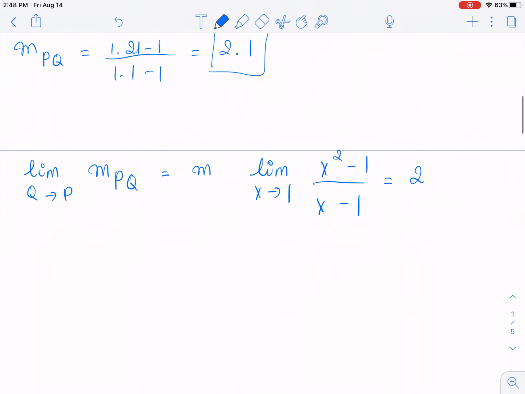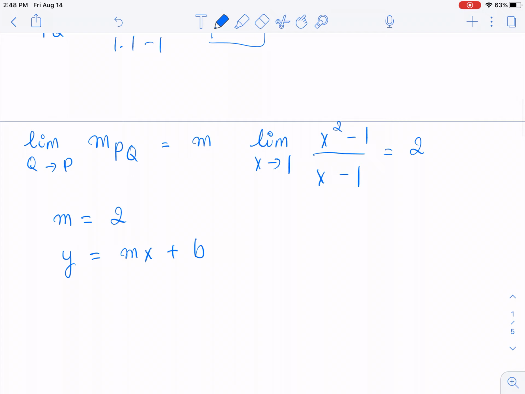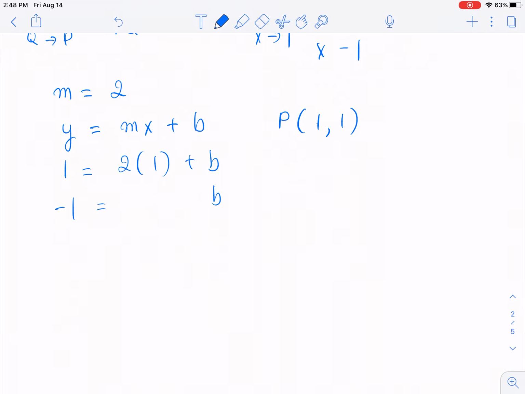Now finding the equation. The slope is 2. I'm going to plug it in. So let's say I have y equals mx plus b for a linear equation. I'm going to use P, the point 1, 1. Okay, so I'm going to plug it in. 2 for the slope, 1 right here, plus b. Solving for b, it's going to be -1. Okay, so my equation is y equals 2x minus 1.